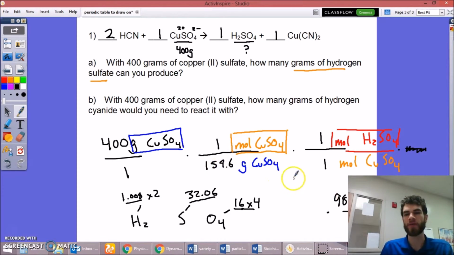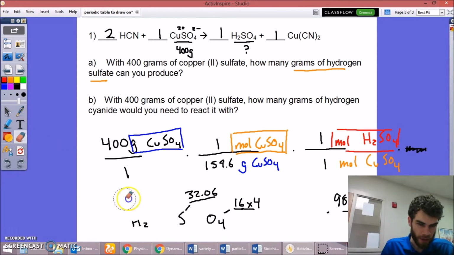Great. Now we have converted grams of copper sulfate into moles. And then we went from moles of that to moles of our desired unit. And then we went from moles of the desired unit into grams of the desired unit. Alright, that was quite a lengthy process, but we got there. So now we simplify all of this. This becomes 400 times 1 times 1 times 98.06.